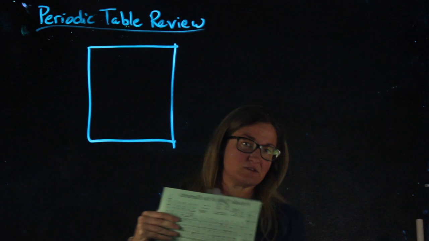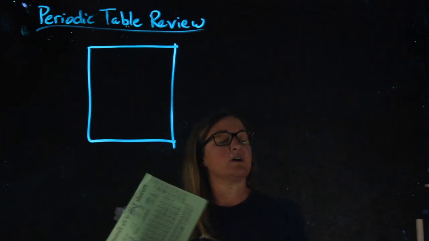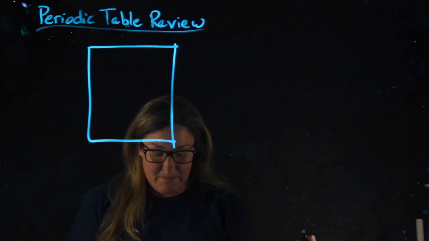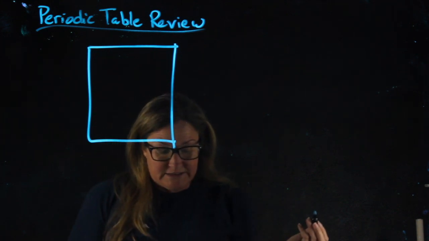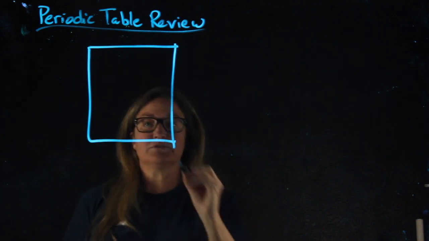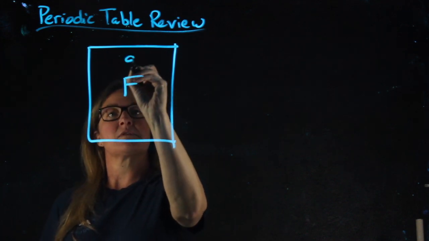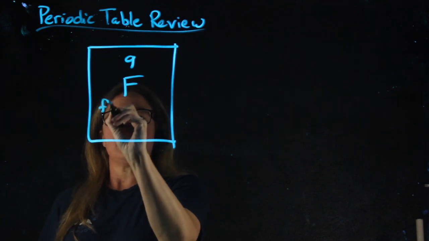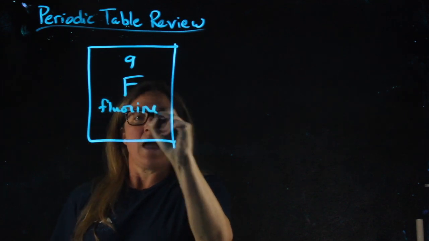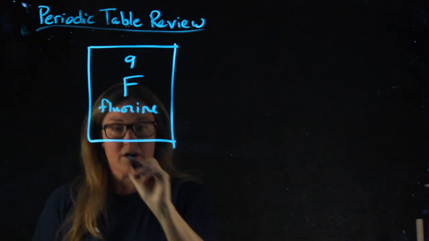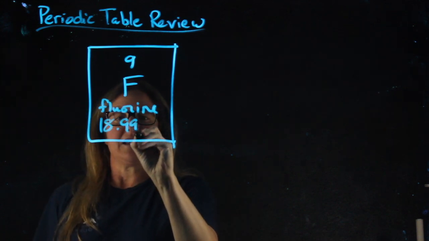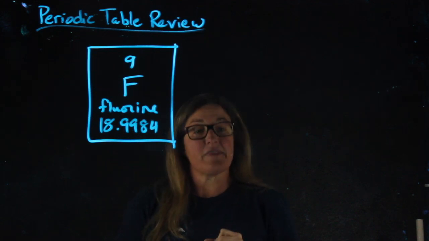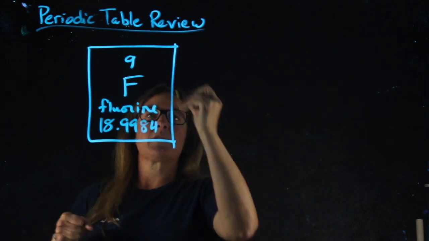There's a link in your notes to one. It's likely the one you used last year, but it might be a different one. When you look at a particular element, let's say fluorine, there's a number at the top, then the symbol, and then the name is written out, and then underneath that there's a number, 18.9984 in this case. These numbers mean different things about the structure of the atom.